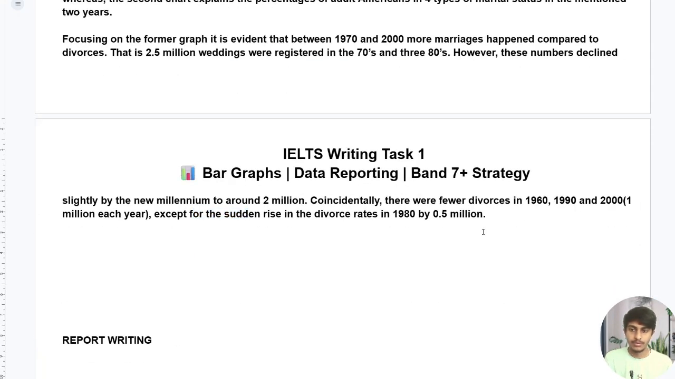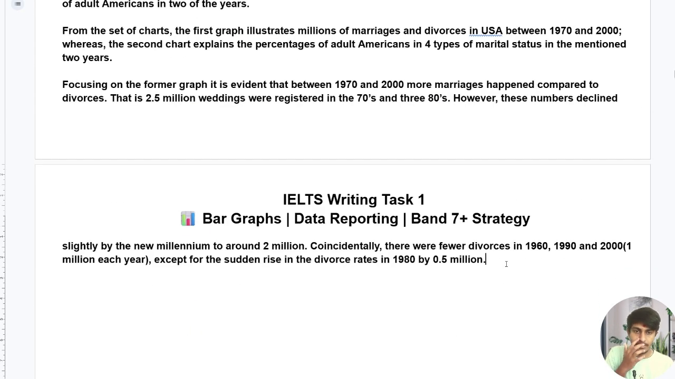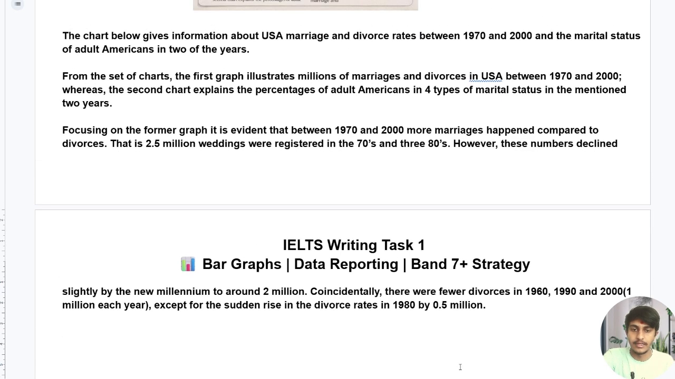So now we move to what report writing is here. We move to the last paragraph and then the conclusion. It is evident. Evident means the trend is very clear in marriages and divorces in all years. This is exactly what an overused sentence should do. Now observe how the writer explains marriages.